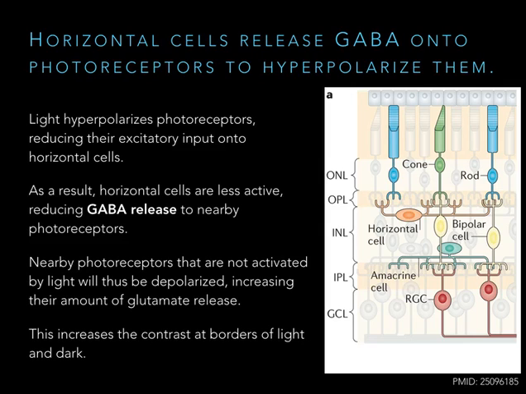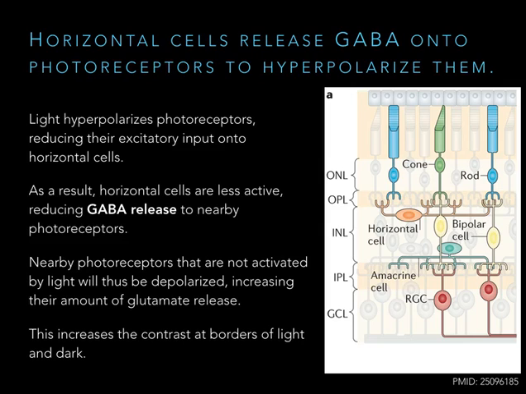Because there's less GABA release, all the photoreceptors near that activated photoreceptor are going to become depolarized. Thus, they're going to increase the amount of glutamate that they release, and this provides much greater contrast.